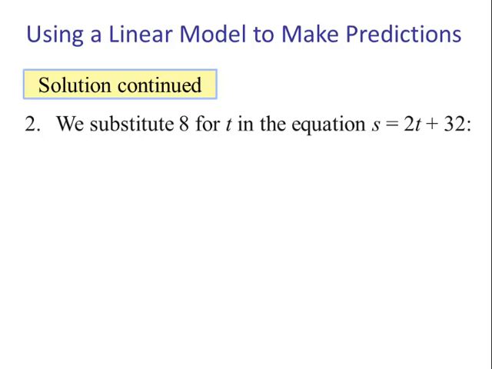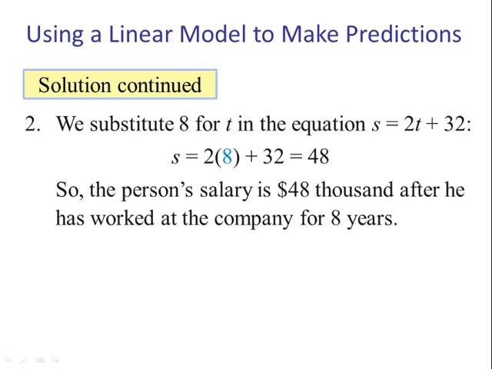When we substitute 8 in for T, we have 2 times 8 plus 32. 2 times 8 is 16. 16 plus 32 is 48. Now what does this mean in this situation? This means the person's salary is $48,000 after he has worked for the company for 8 years.